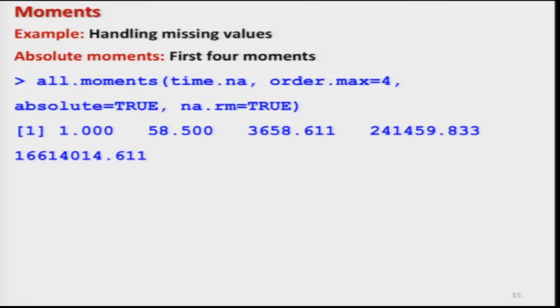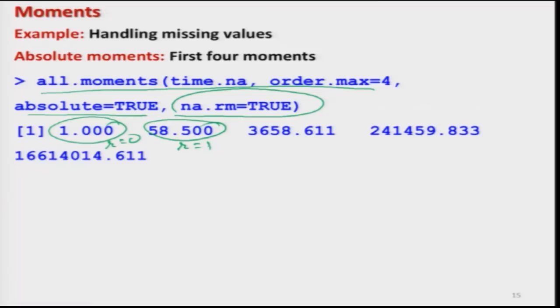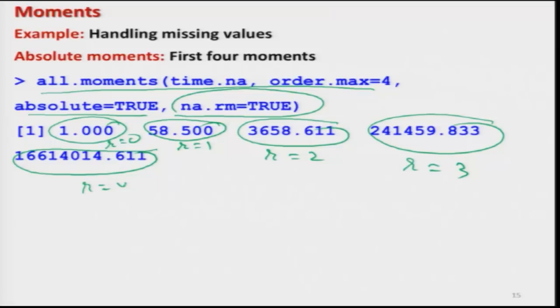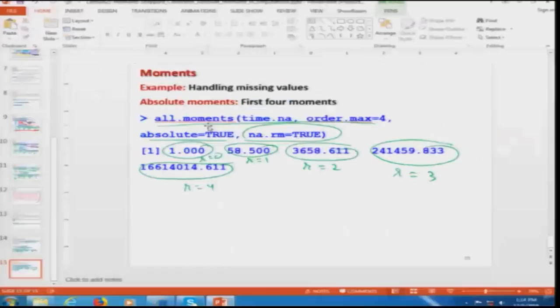And similarly, if you want to compute the absolute moment, again you have to use the same command for absolute values computation and just add na.rm equal to TRUE. And you get the value of the absolute moment for r equal to 0, for r equal to 1, that is the first absolute moment, then the second absolute moment for r equal to 2, then the third absolute moment for r equal to 3, and finally the last value for r equal to 4, indicating the fourth absolute moment.